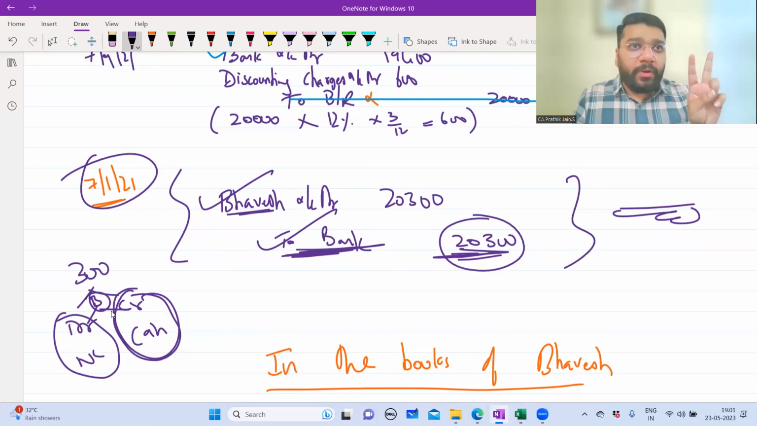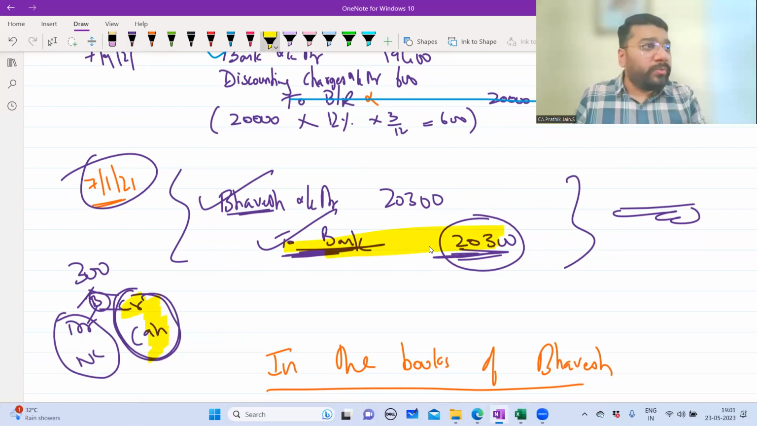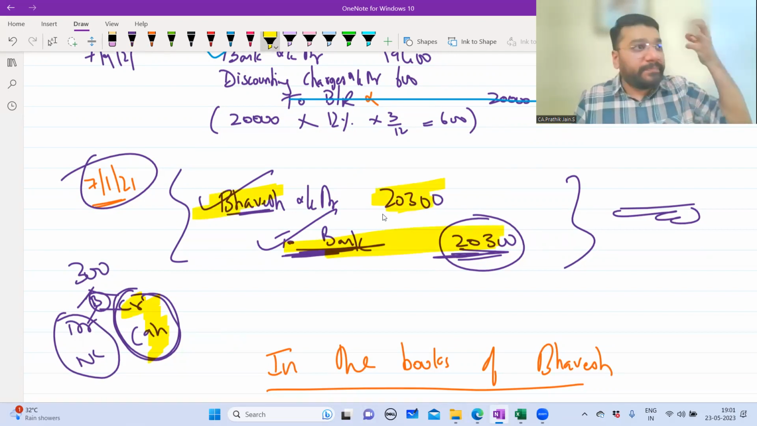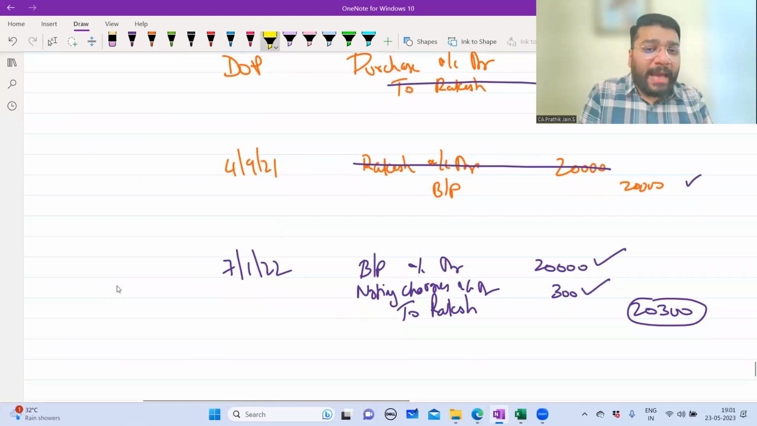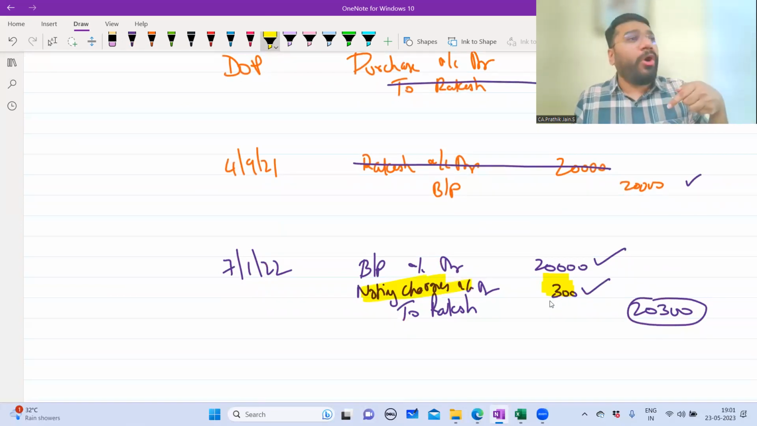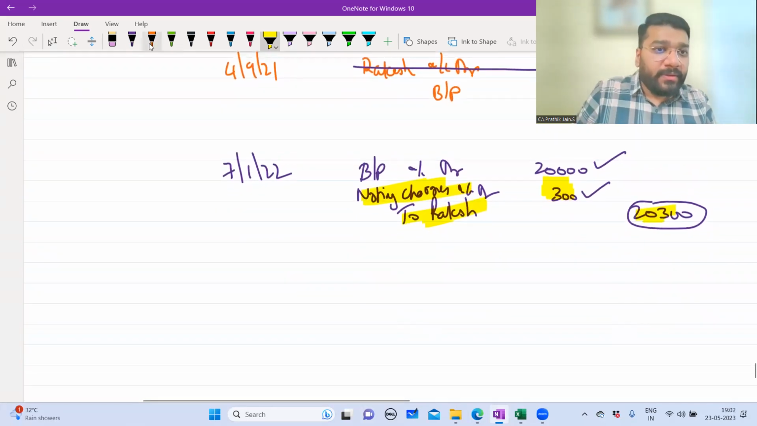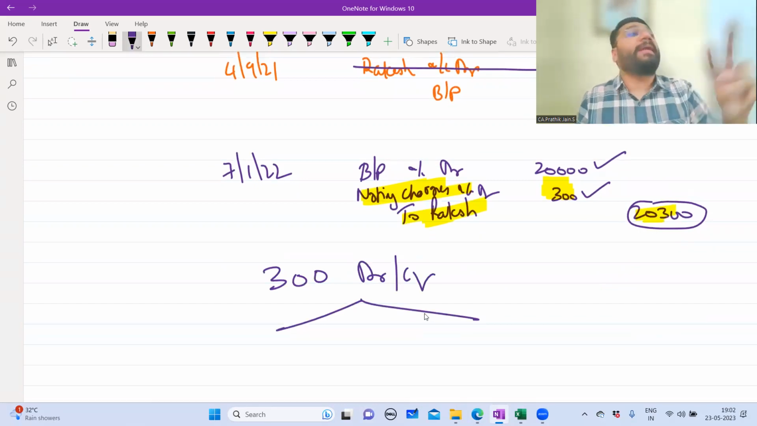We are following the double entry system of accounting: 1 debit, 1 credit. So what I'm telling you is that this credit part is recorded in the Rakesh account, and the debit part is recorded in the Bhavesh account for recovering from him. The debit part, which is the expense part, is captured in the books of Bhavesh. You have to have an opposite impact. So the opposite impact is given in the Rakesh account as 20,300. So basically, this 300 rupees of debit and credit is broken down into 2 entries.